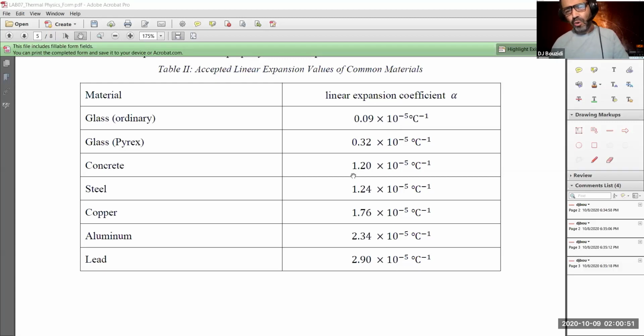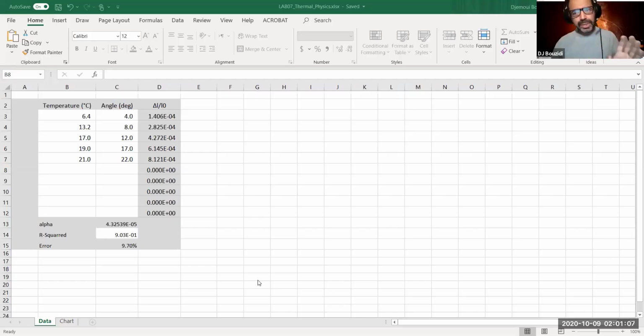So when it says 4.3, it's even higher than that of lead. Remember, lead is 2.9. If I go back into my Excel spreadsheet, again, this is nonsense. This is not the real material. I'm getting an alpha of 4.3 times 10 to the negative 5. That is not the alpha for this one. Some weird alpha. It's not even that of lead. If you do this experiment carefully, you should find an alpha that means something.